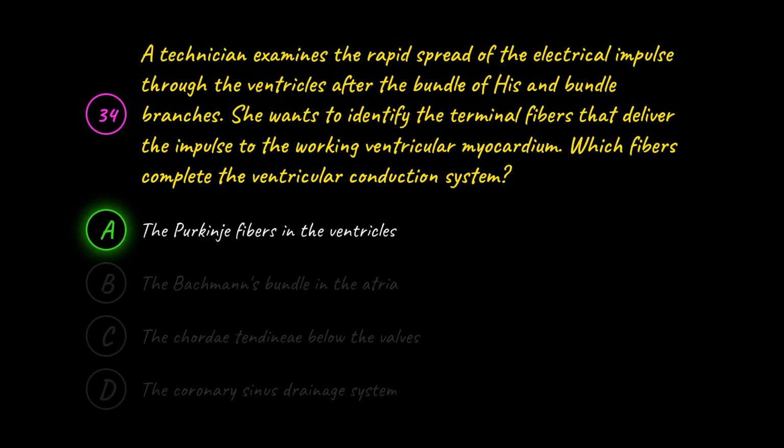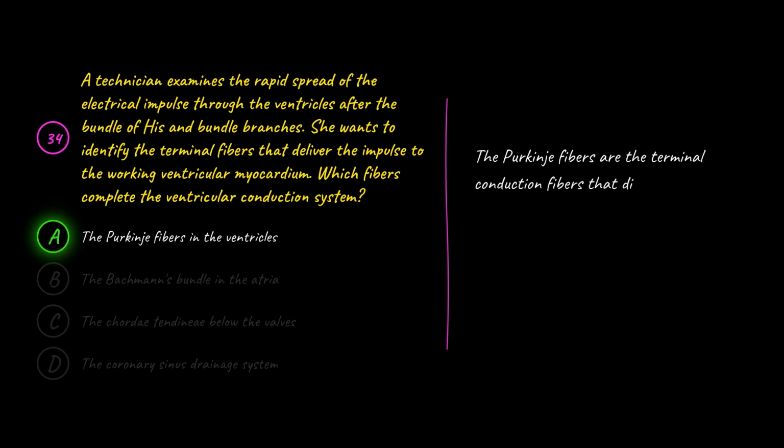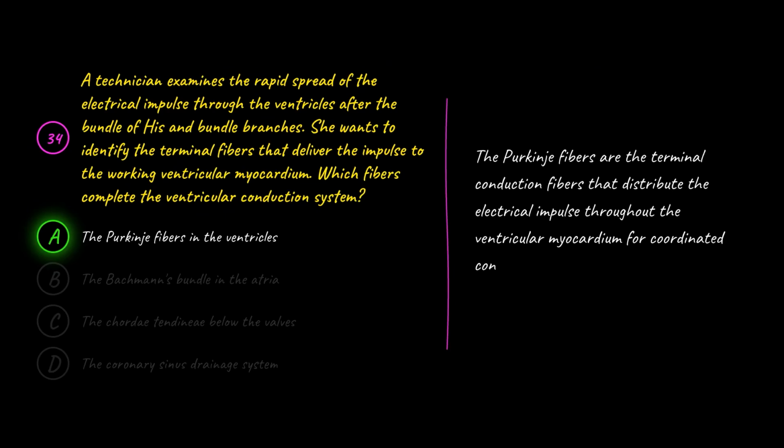The correct answer is A. The Purkinje fibers in the ventricles. A is correct because the Purkinje fibers are the terminal conduction fibers that distribute the electrical impulse throughout the ventricular myocardium for coordinated contraction. Their rapid conduction allows both ventricles to depolarize nearly simultaneously and pump together.